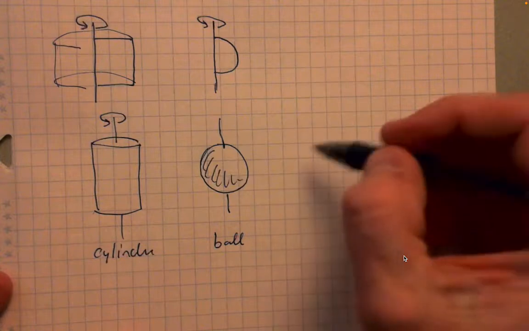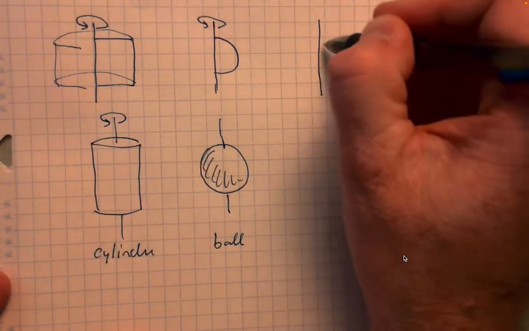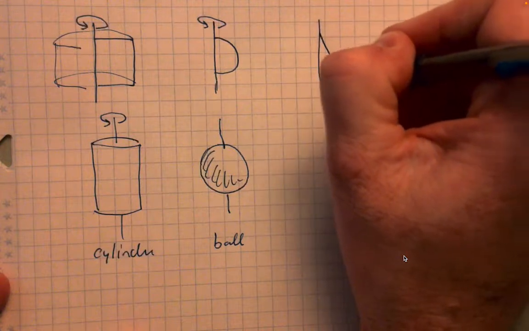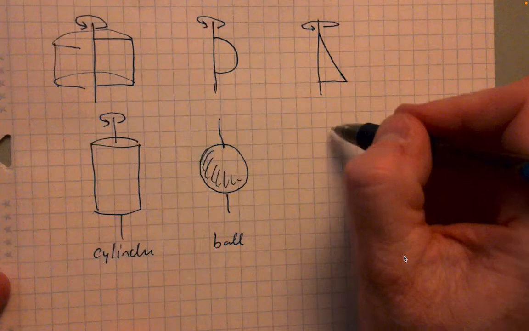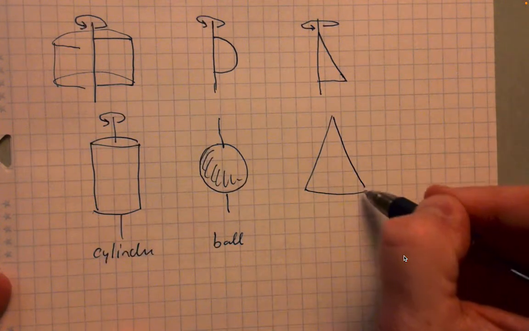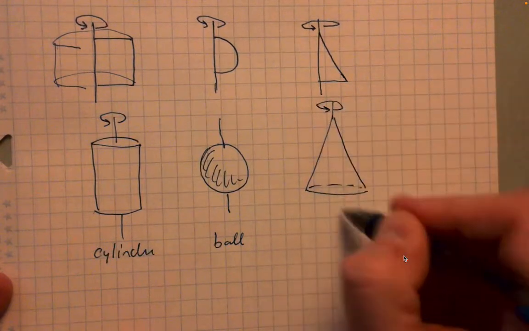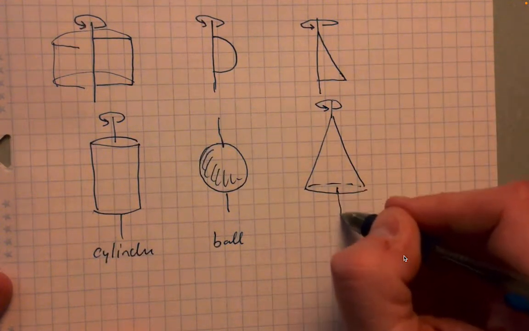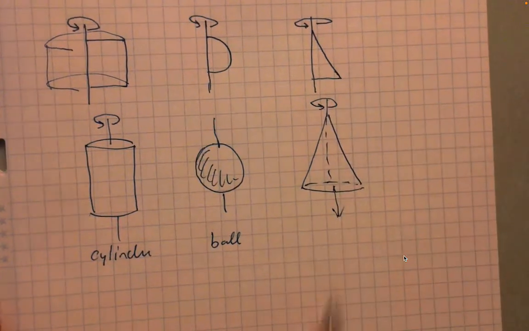You could do other things as well. If I start with a triangle and I revolve the triangle like this, then what am I going to get? I'll end up with a cone, won't I? Okay, so that's a cone.